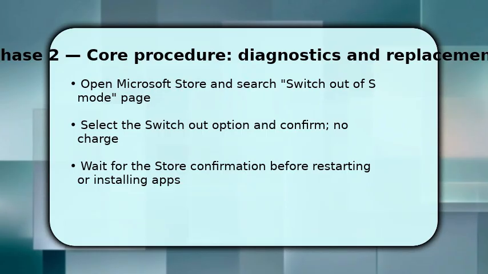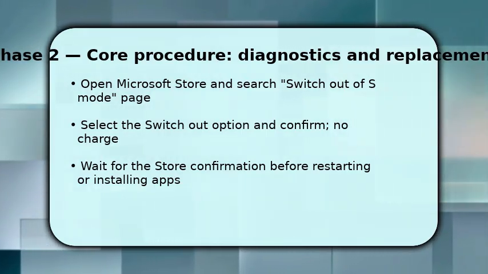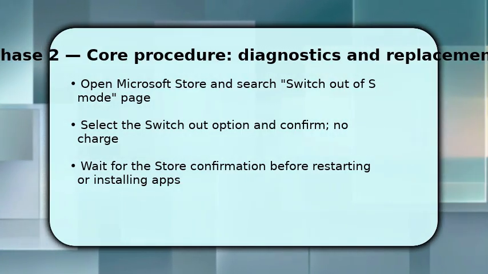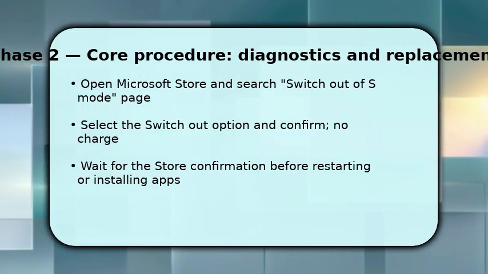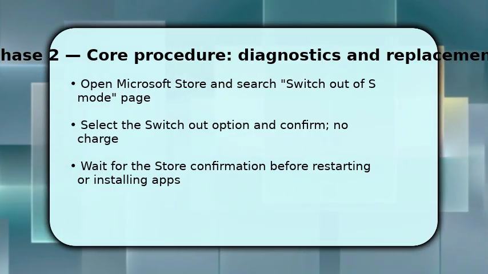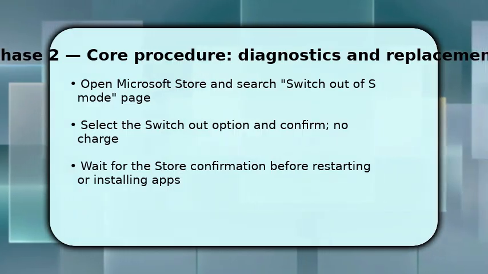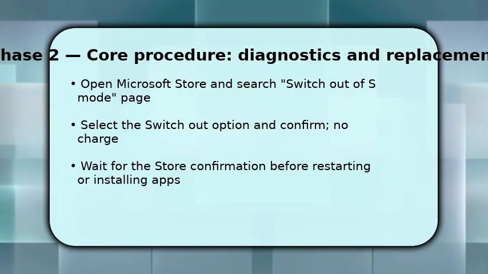In the store, locate the Switch out of S mode or Get button on that page, then select it and follow prompts. There's no cost. Make sure you read the confirmation, because once confirmed, the device can install apps outside the store. After the store completes the process, you'll get a confirmation message. If you plan to install new apps, wait until that message appears, and then proceed.